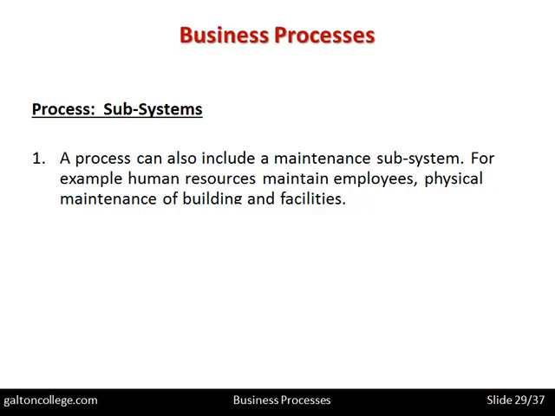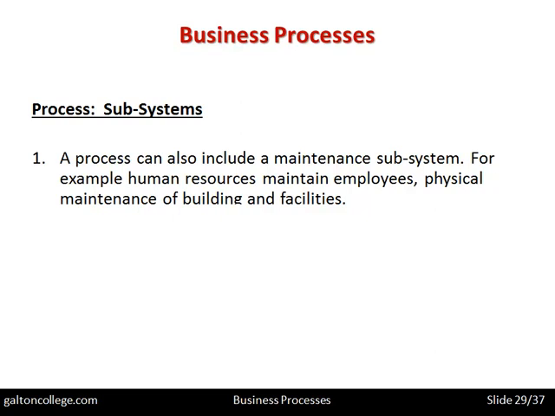Employees in a factory or in a company perform functions. They perform processes. But the employees need to be maintained. Their skills need to be maintained. They need to be considered in terms of their own requirements. So there is a subsystem, the human resource system, which looks after the employees.